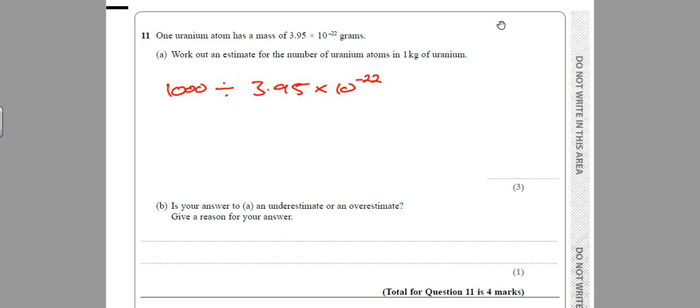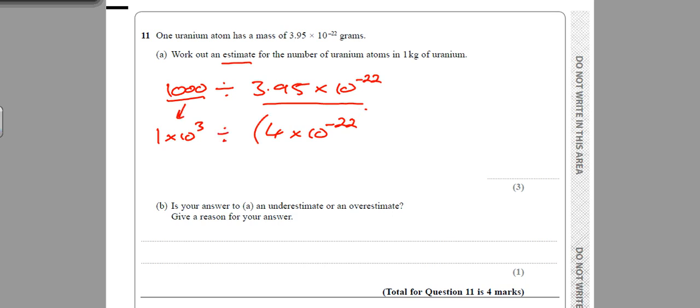Well, hang on. Bear with, I think I've done that wrong. No, of course I haven't. I just realised that it says estimate. Right, so I've got to do something divided by this thing, which looks horrendous. If it says estimate, why don't we say that's going to be 4 times 10 to the power minus 22. And if I'm going to do division, why don't I make this 1 times 10 to the power of 3. So I'm going to write this divided by this thing.